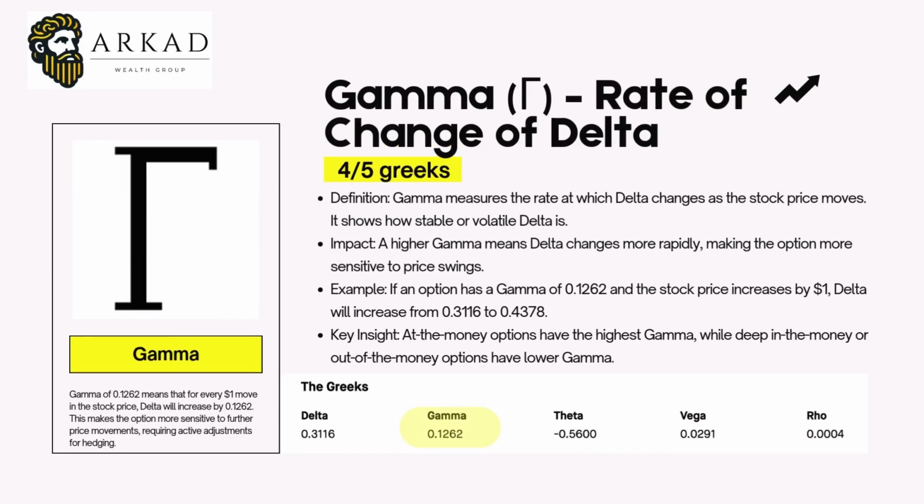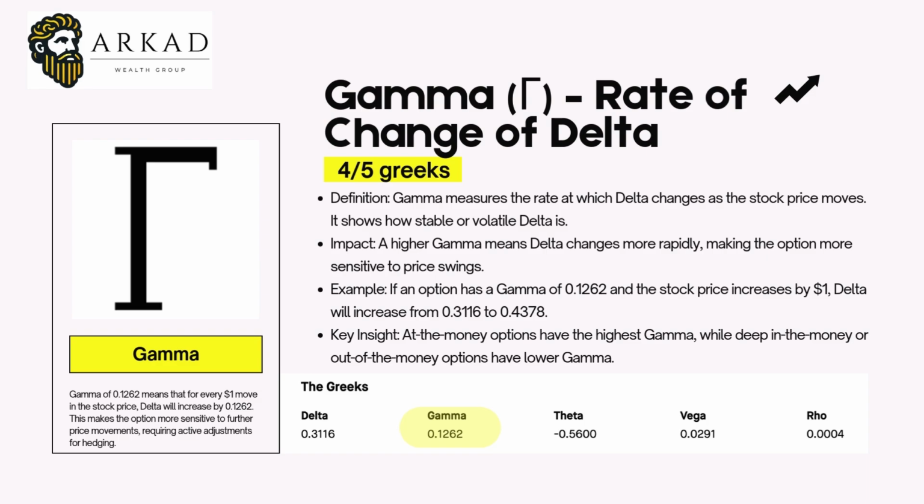Next, for a fourth Greek is Gamma, rate of change of delta. So this goes hand in hand with delta. This measures how much delta changes when the stock price moves. In other words, Gamma tells us how stable delta is. This is a little confusing, but as you invest, as time goes on, you will understand it a little bit more. A higher Gamma means delta can change quickly, making the option more sensitive to price swings.